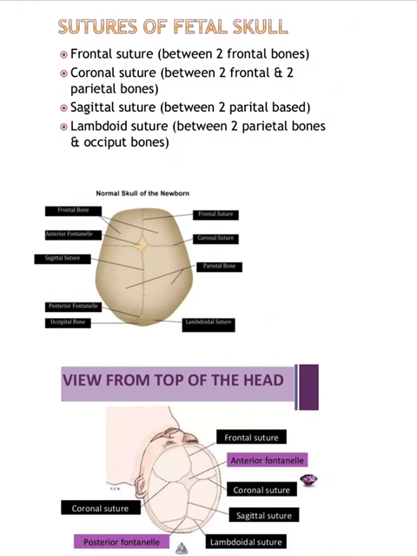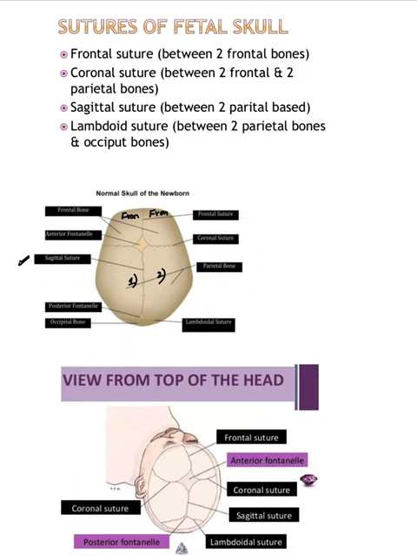In the beginning we have the frontal bone, and between the two frontal bones is the frontal suture. Now behind the frontal bone is the parietal bone. You can see these are the two parietal bones, and between the two parietal bones is a suture known as the sagittal suture.